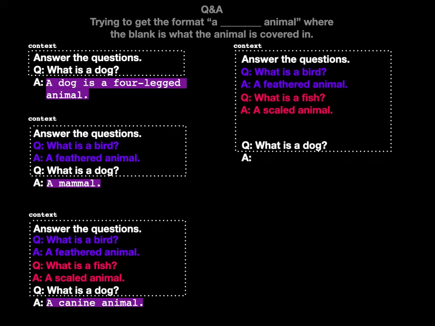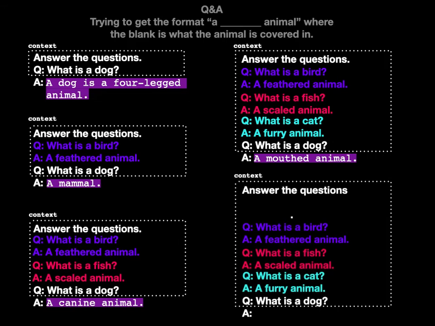More context. What is a bird? A feathered animal. What is a fish? A scaled animal. What is a cat? A furry animal, right? The dog, it's like, well, I don't know, a single descriptor. So not a categorization, but a thing that it has. A mouth? It's a mouthed animal. Still not quite there.